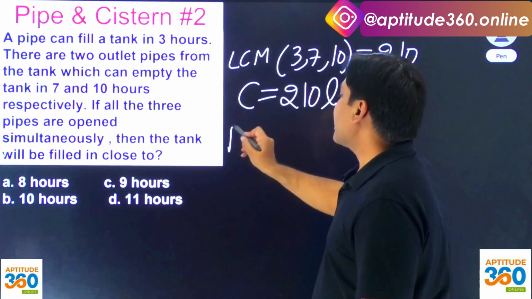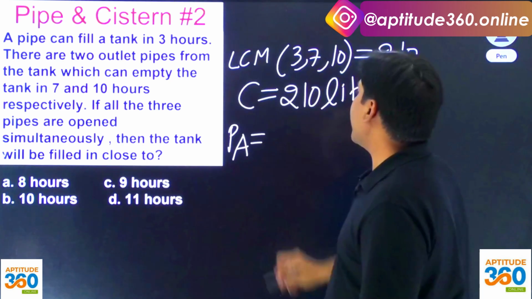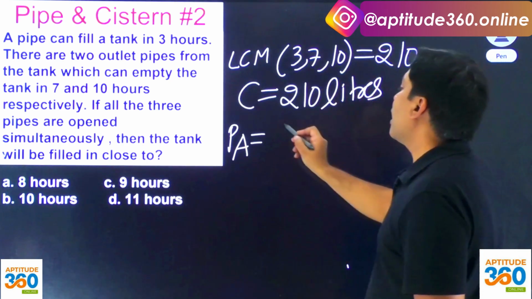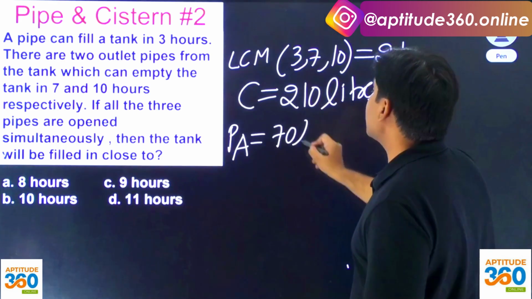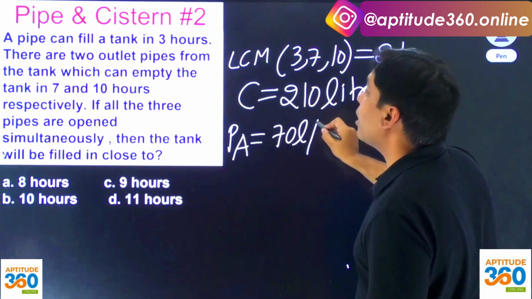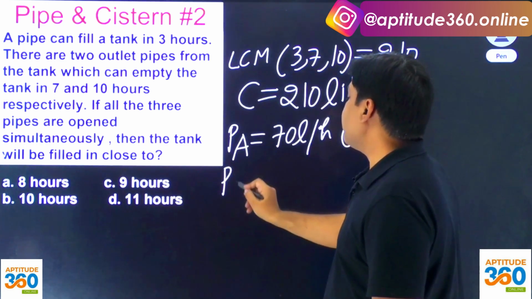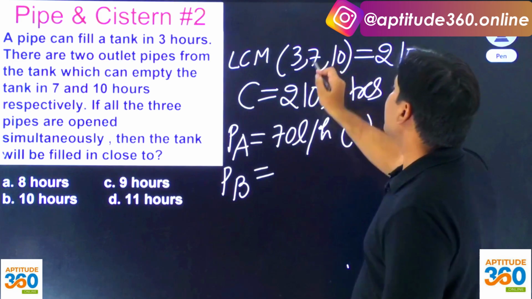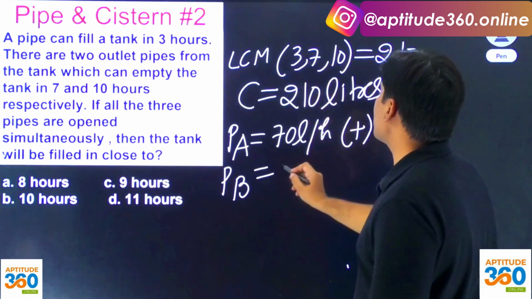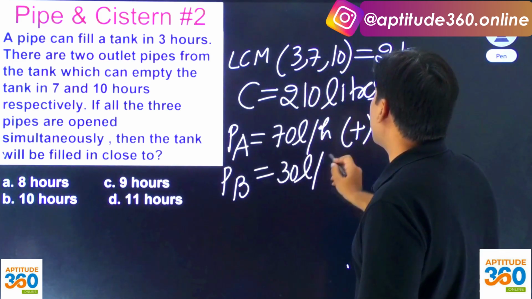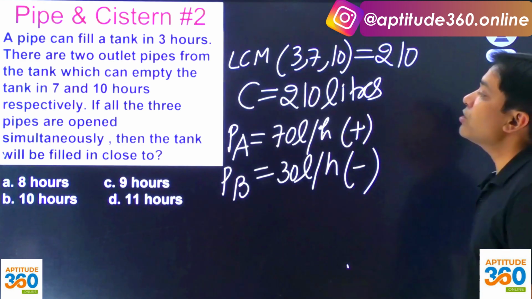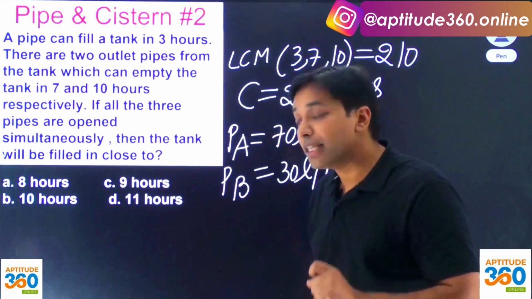अब पाइप A क्या करेगा? ये भी देख लो आप. पाइप A 210 upon 3, 70 liters per hour पानी अंदर लेके आएगा. पाइप B क्या करेगा? 210 upon 7 is 30 liter per hour. ये पानी बाहर लेके जाएगा because this is outlet, it is not inlet.